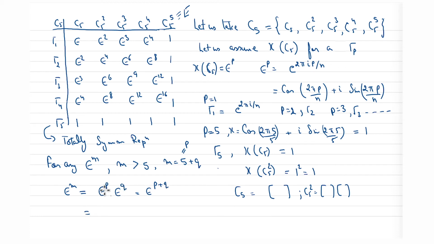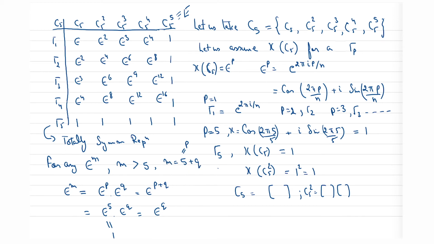Now if p is equal to 5, I can say that epsilon 5 epsilon q. And since epsilon 5 is equal to 1, we have seen that epsilon to the power 5 will be equal to 1. So we can write epsilon to the power m is equal to epsilon to the power q, because now this thing goes to 1, right? So for any m which is greater than 5, we can write epsilon to the power m as epsilon to the power q, where q is represented with this relation.